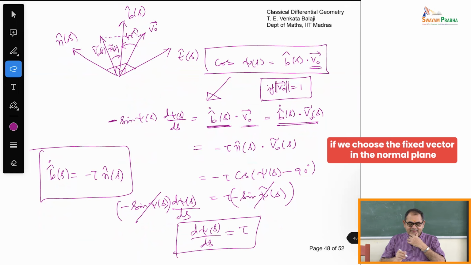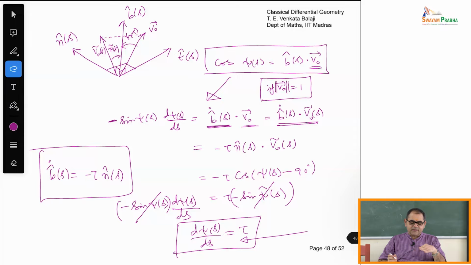There is only a little bit of confusion: even though v naught is a unit vector pointing in one direction, for all practical purposes you could have taken, instead of v naught cap, v naught tilde itself. You could have taken its projection on the normal plane, because the component along the tangent direction will get killed by the dot with n cap. And therefore the torsion becomes the rate of change of a turning angle. I will again redo this next time.